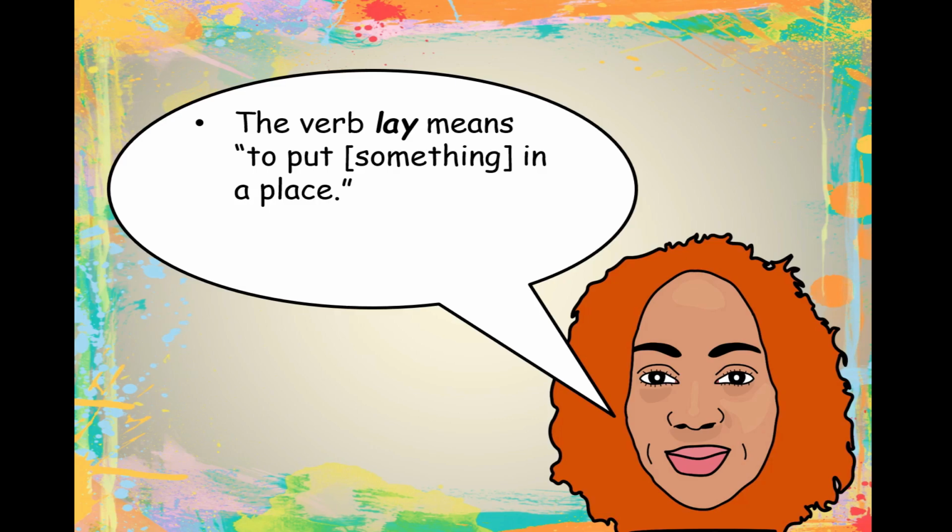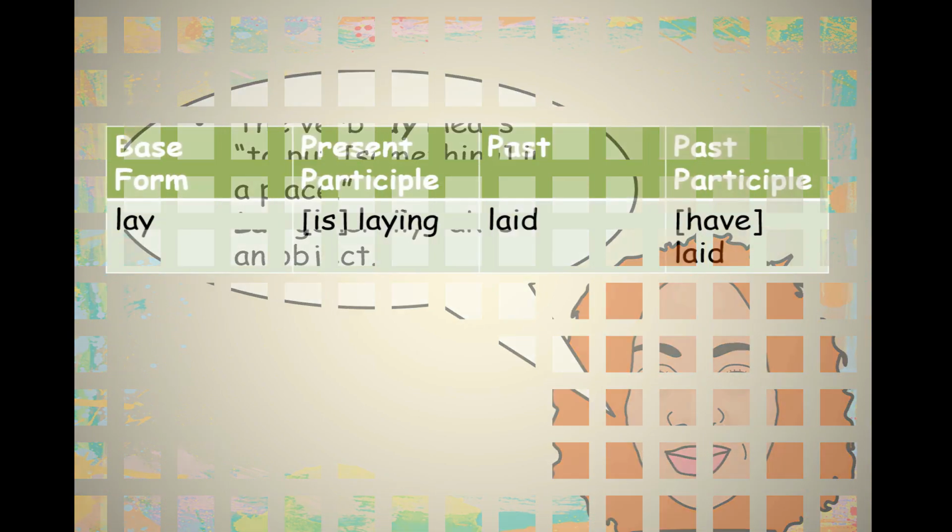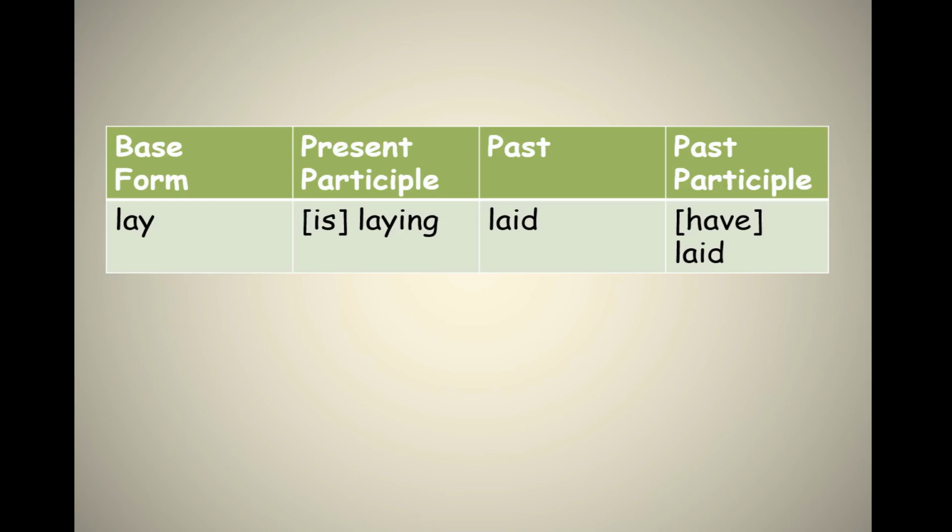The verb lay means to put something in a place. The verb lay generally takes an object. We have the base form lay, the present participle laying, the past tense laid, and the past participle have laid. Lay, laid, have laid.